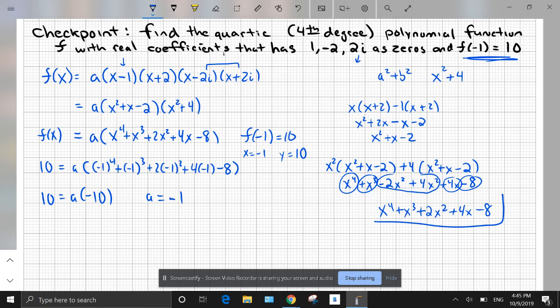So we go back to our function, our polynomial, which was this one. We're going to multiply by -1, so that means we're going to change the sign on all of them. So f of x is equal to -x to the fourth minus x cubed. Here I see a plus, so minus 2x squared. I see a 4x, so that's a minus 4x. And then the last term is -8, so plus 8.